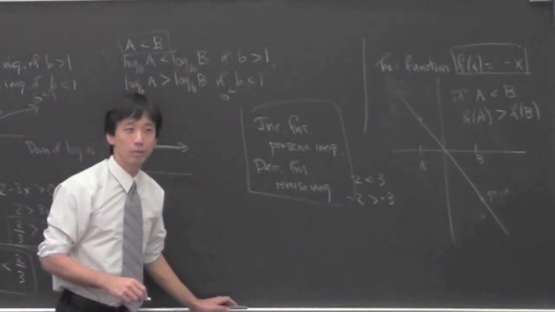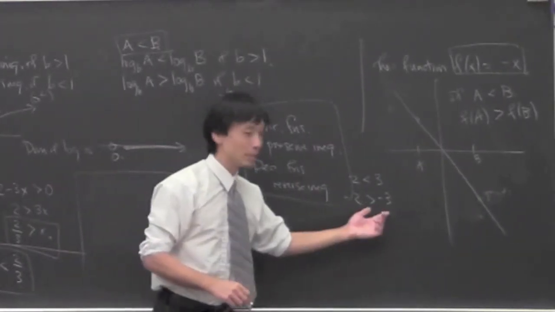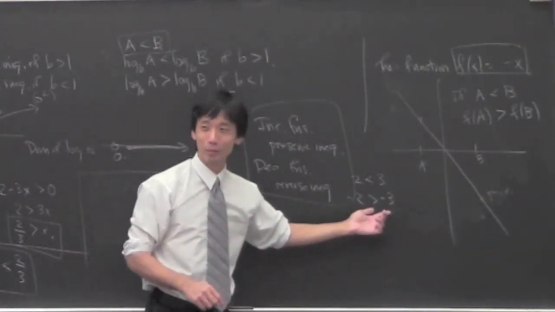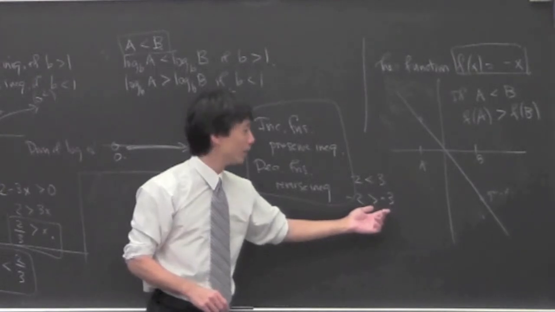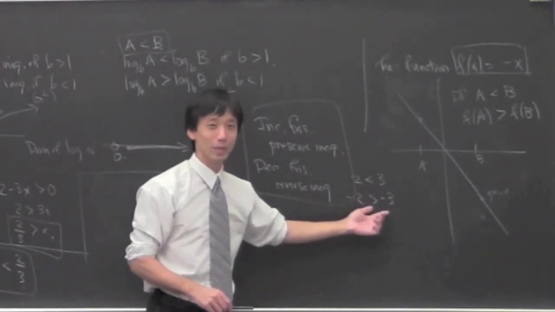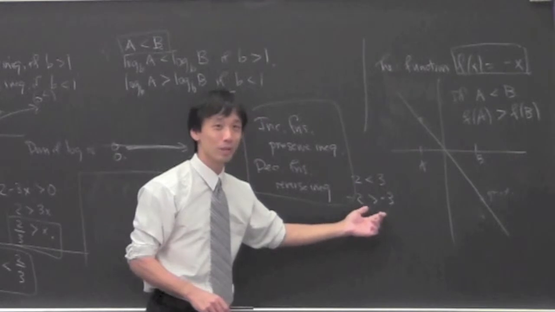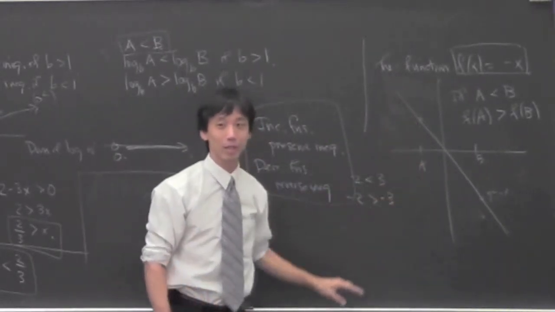This was really mysterious to me as a kid. Wait, why, if you multiply both sides by a negative, do you have to reverse the sign? I mean, it seems that it works. But if you think about it graphically, it's pretty clear.